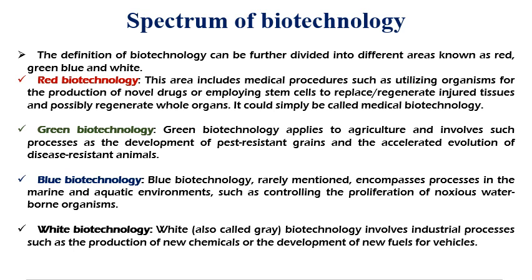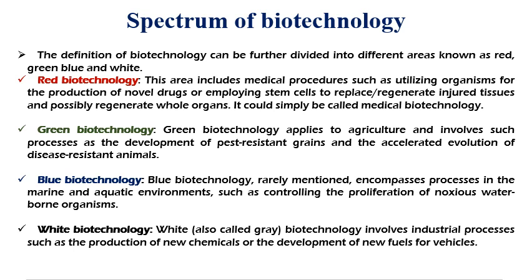When we talk about green biotechnology, it also refers to agricultural biotechnology because it has to do more with plants. It applies to agriculture and involves processes such as the development of pest-resistant grains and the accelerated evolution of disease-resistant animals. It focuses on agriculture. They are interested in yield of crops and better growth of animals, better milk and all that.